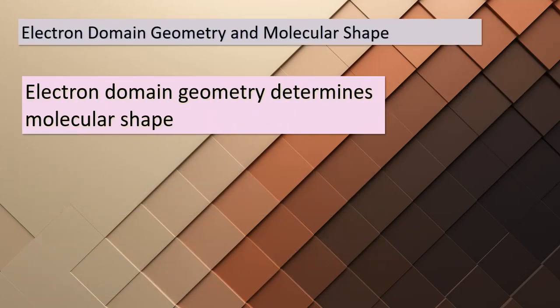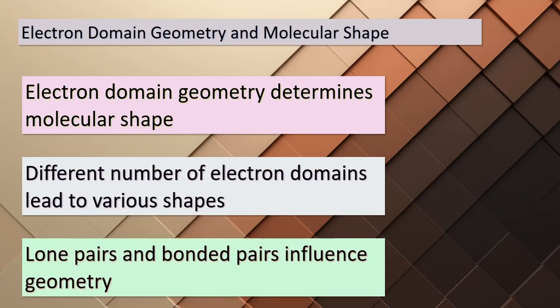Great to see you engaged, students. Now, let's bridge the gap between electron domain geometry and molecular shape. The number of electron domains around a central atom dictates the overall geometry of the molecule. Whether it's 2, 3, 4, or more, each arrangement results in a specific molecular shape. For instance, when we have 2 electron domains, they'll be farthest apart, leading to a linear molecular shape.